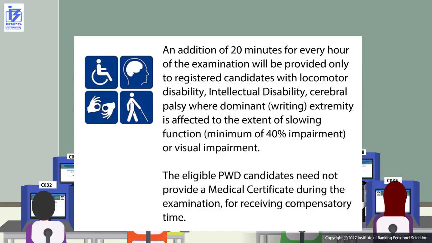An addition of 20 minutes for every hour of the examination will be provided only to registered candidates with locomotor disability, intellectual disability, cerebral palsy, where dominant, that is writing extremity, is affected to the extent of slowing function, a minimum of 40% impairment, or visual impairment. The eligible PWD candidates need not provide a medical certificate during the examination for receiving compensatory time.